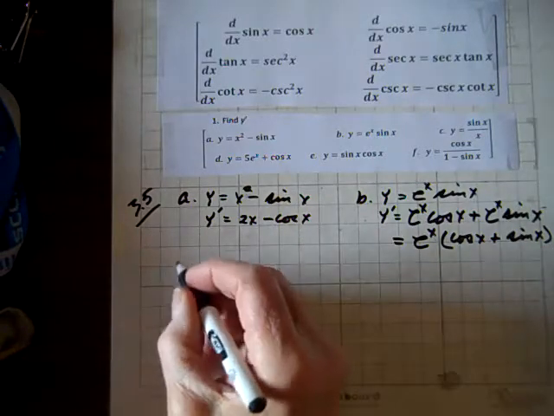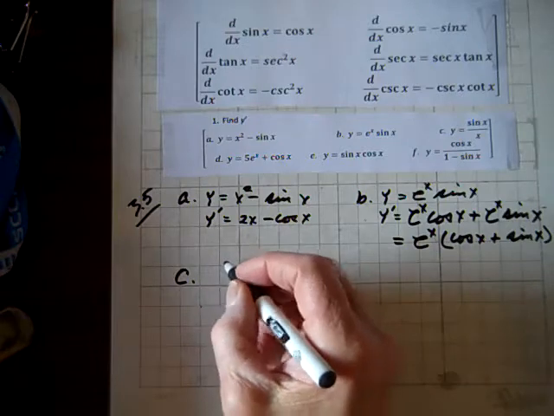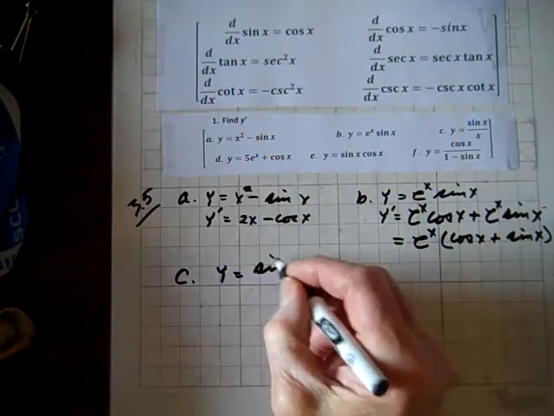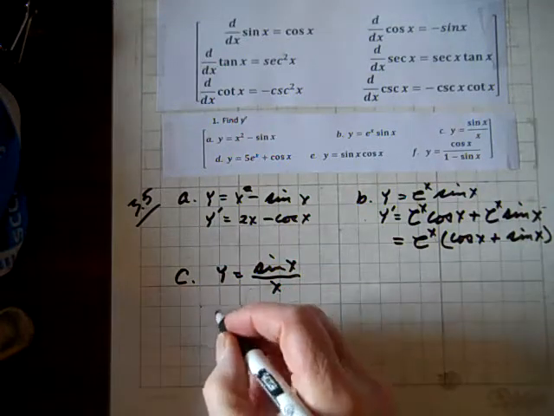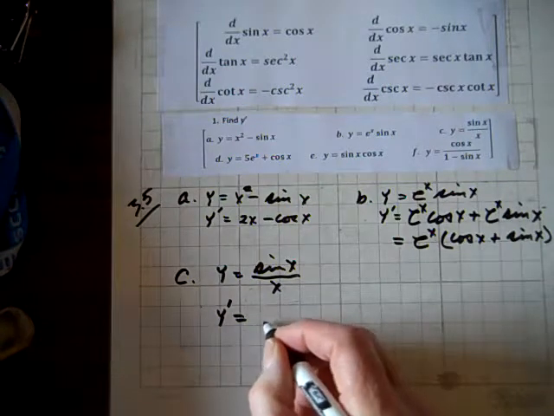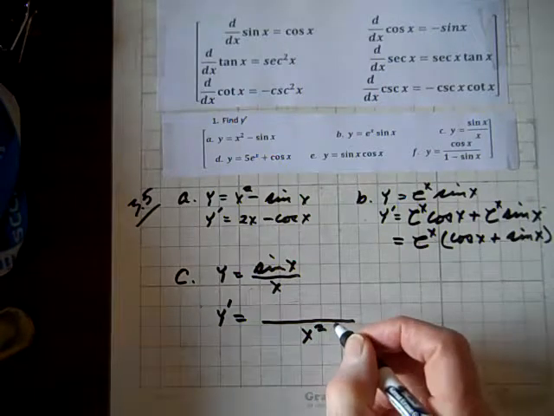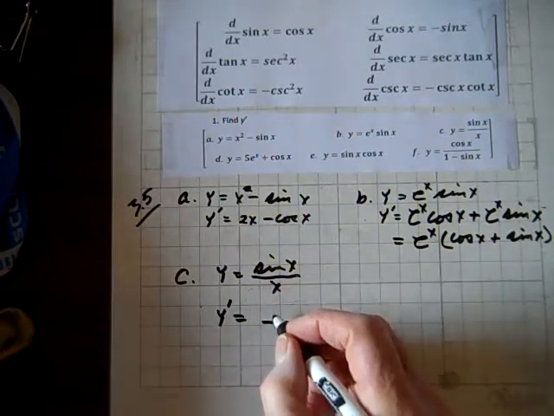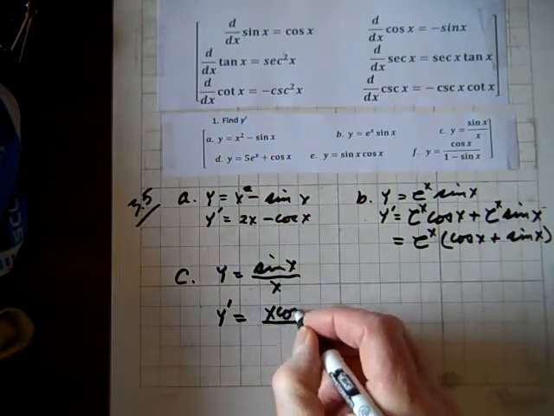Now let's do c, and that's, let's see, y equals sine of x over x. So now we need the quotient rule. So y prime equals, and we'll square the denominator. And now we'll hold x constant and take the derivative of sine x, which is cosine of x. So we get x cosine of x.